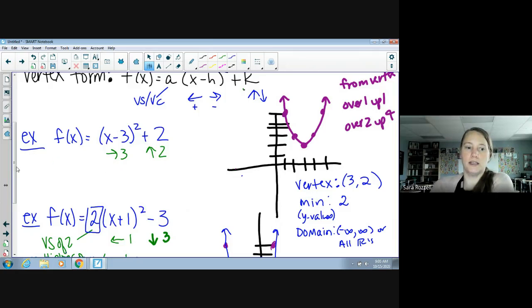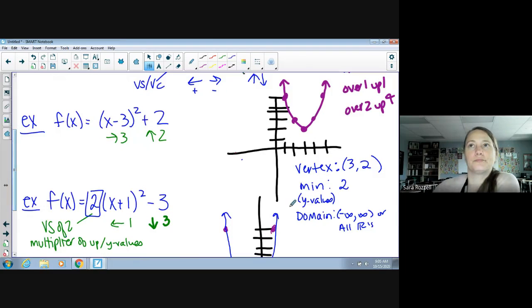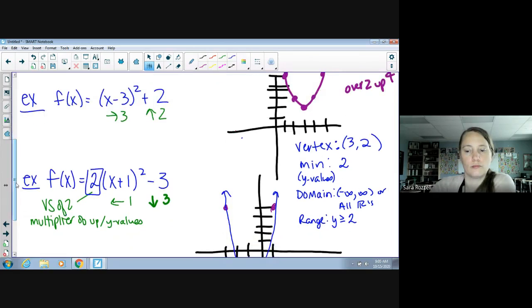But our range is something different. It's not all reals. Where do our y values start? 2, and they're going up, right? Do we include 2? Yep, so our range, we can say y is greater than or equal to 2. You could do interval notation as well. 2 to infinity.